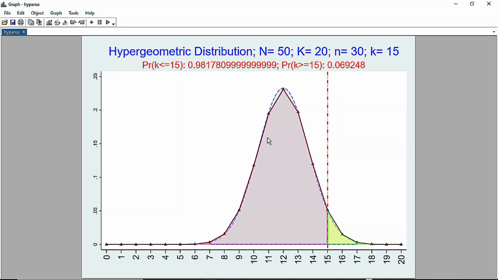So for less than 15, it covers most of the region of our null hypothesis, and the area is 98%. So we fail to reject the null in this case, and in another case also it covers 6% or 7% of the area, which is greater than our critical value 5%. So we fail to reject the null in both of the cases.